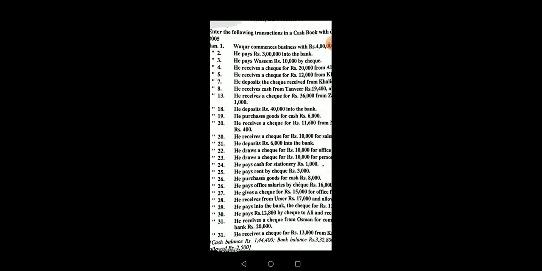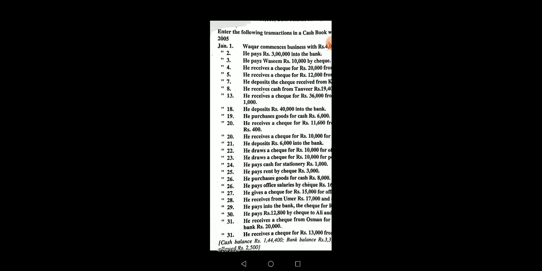Let's see what the next entry is saying. It is number 13, and entry 13 is saying receive a cash from Zahir, and allows him a discount of rupees 1000. Just like the entry we have recently done, entry number 8 and entry number 13 are almost the same. The difference is what? Receive cash in entry number 8 and receive check in entry number 13.